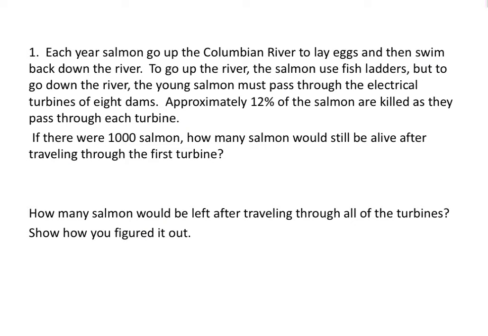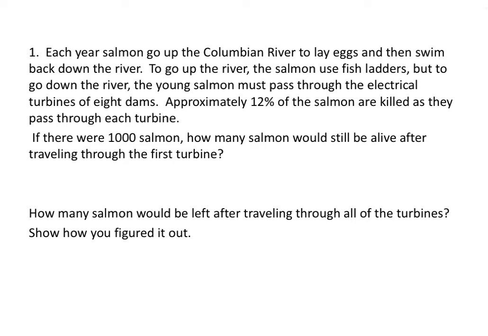All right, each year salmon go up the Columbian River to lay eggs and then swim back down the river. To go up the river, the salmon use fish ladders. But to go down the river, the young salmon must pass through the electrical turbines of 8 dams. And I actually don't know if this is true, but it's just a math problem for now. Approximately 12% of the salmon are killed as they pass through each turbine. I like salmon. They're very tasty. If there were 1,000 salmons, how many salmons would still be alive after traveling through the first turbine?